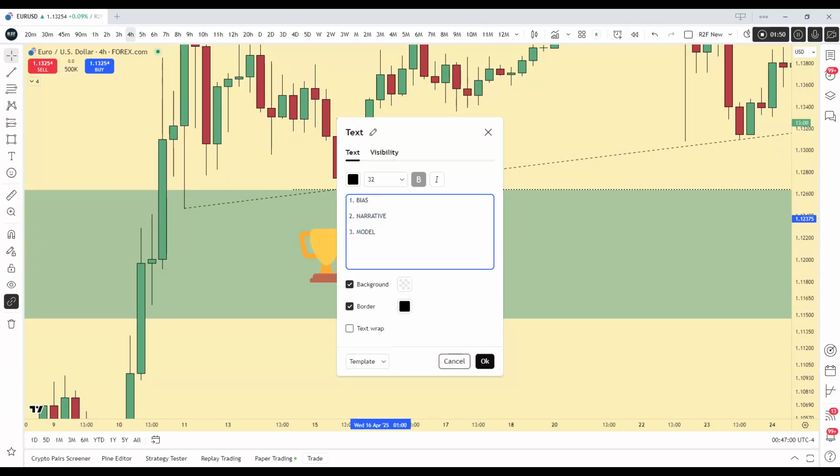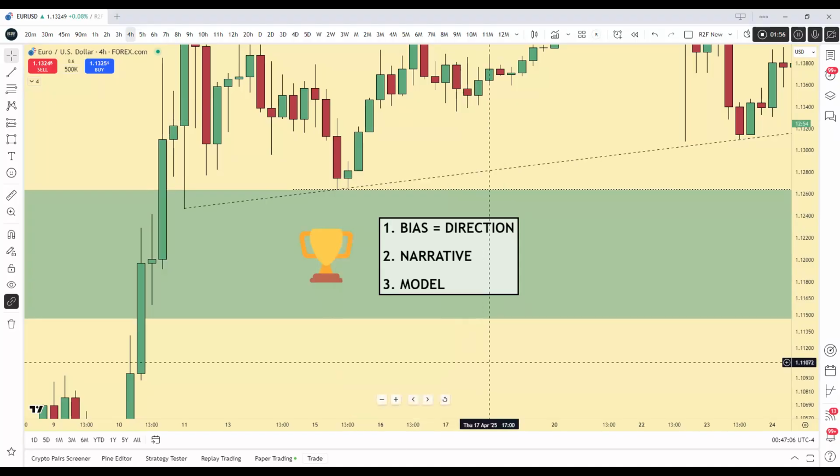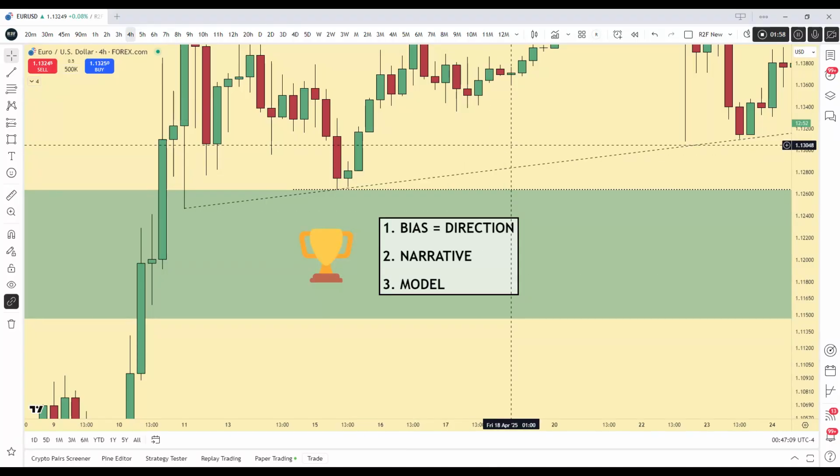So I'm going to write it here. Your bias is direction, where you see price going, in the main direction, right? Because price can be going up, down, left, right, depending on the time frame. So it's the main direction you see price going.